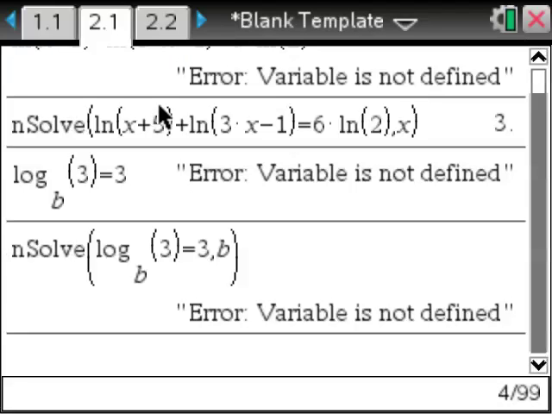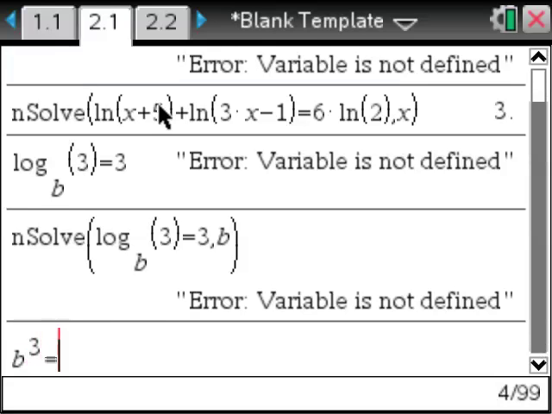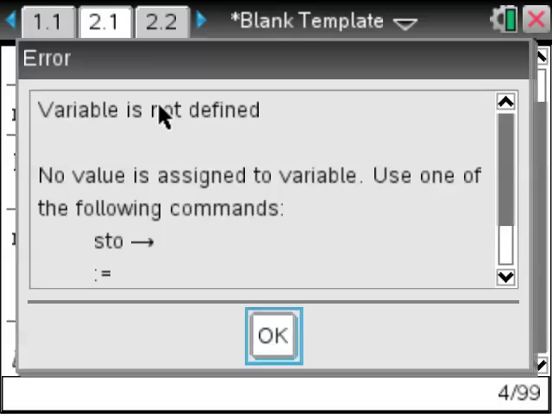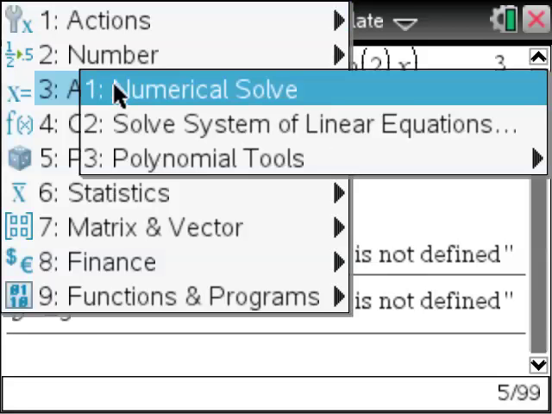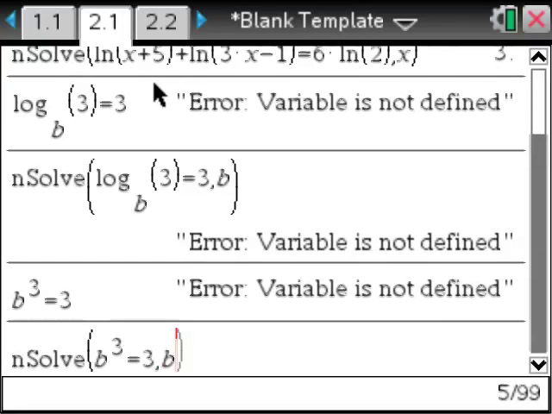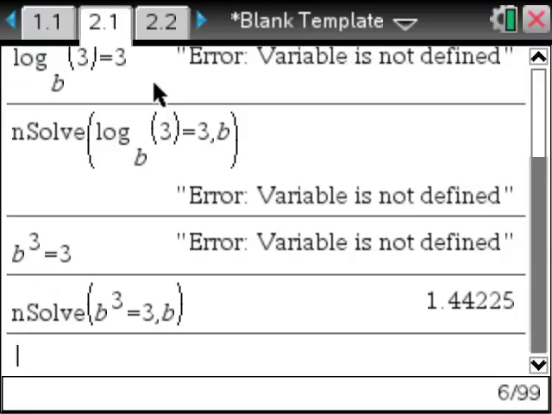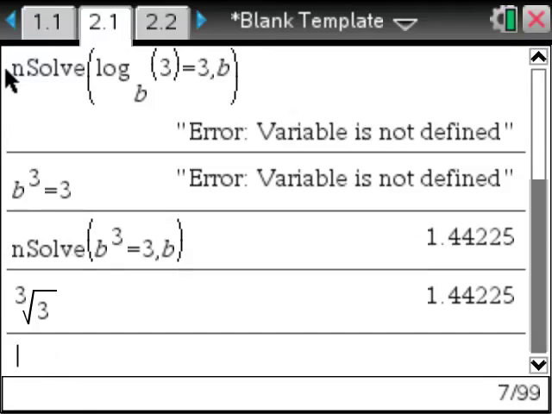So we have to think about rewriting that log statement, and rewriting the log statement would be the equivalent of saying b to the power of 3 is equal to 3. Now again, it doesn't like that when I press enter, but I could now use the menu algebra numerical solve command on this, solve it for b, and it gives us that value there. Oh, you could have done it possibly the more natural way of doing the cube root of 3. That's effectively the same thing.